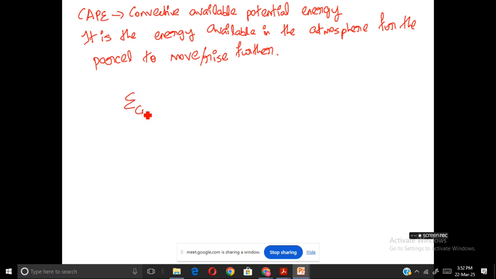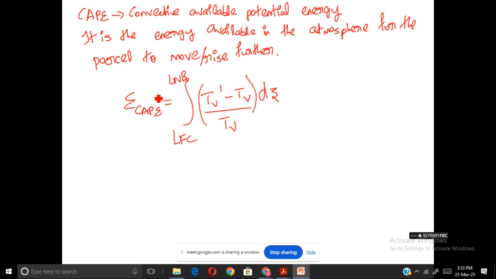So this CAPE is given by similarly integrating. In case of CIN, we were integrating till LFC. So this is from LFC to LNB, Z2 to Z3, same thing: g into (Tv dash minus Tv) by Tv into dz.